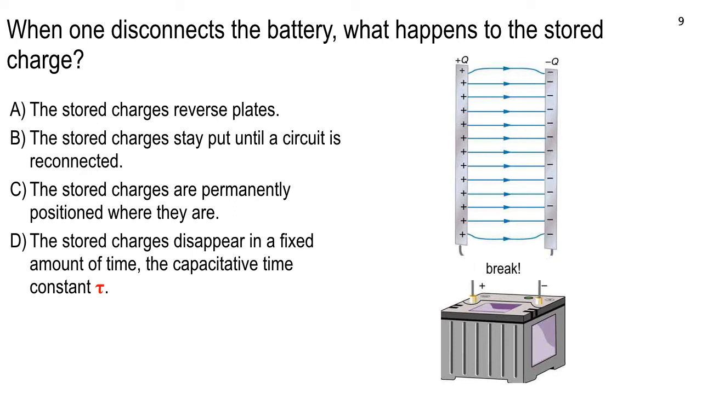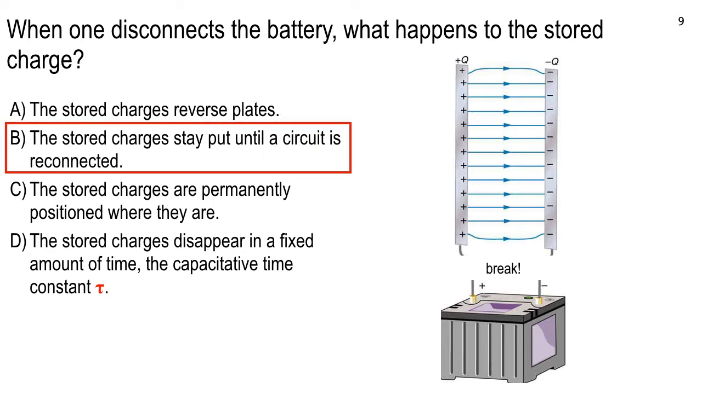So there's the breakdown there. You disconnect the battery. Stored charges do stay put until the circuit is reconnected. So make a note of that. You load up that capacitor and then disconnect it from the battery. You got some stored charge in there. Now, are they permanently stored there? No, they are not.